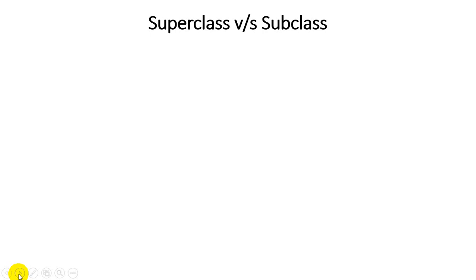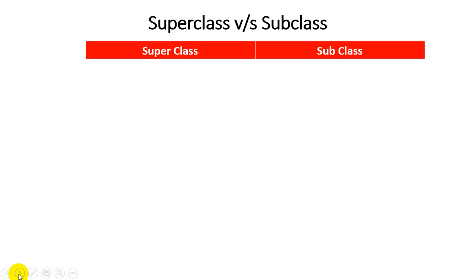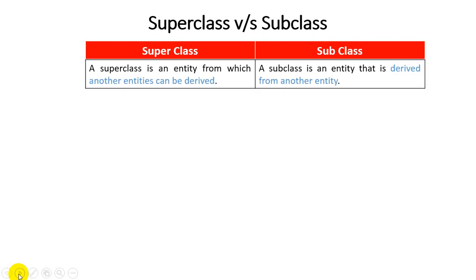Now we will discuss superclass versus subclass. It's really a core part of any programming language. That's why we need to understand what a superclass is and what a subclass is and how we use them in our entity relationship model. A superclass is an entity from which another entity can be derived. That's why it is known as a superclass. Means we can derive another class from our topmost class. And a subclass is an entity that is derived from another entity.